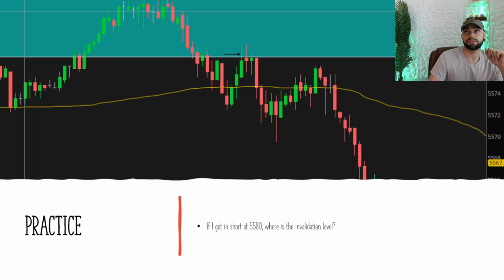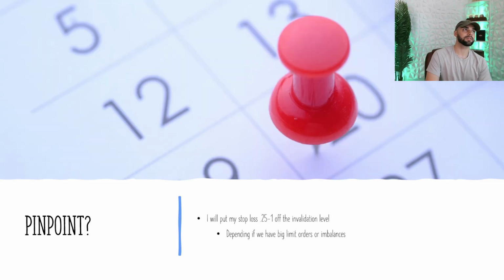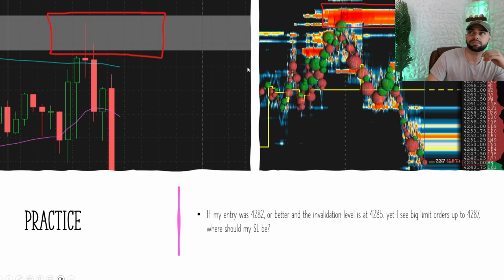I got in short at 5580. Where's my stop loss? Right above that high, literally right up there, or the market swings back up there, makes a new high. I'm out, probably not going to keep going down. So sometimes I'll put my stop loss a tick or a point above the invalidation level, depending if I have a big limit order sitting right here. If I got in short at these 82s, you gotta see a fat amount of orders sitting here. I'll put my stop loss right above those orders just to give me some more room.